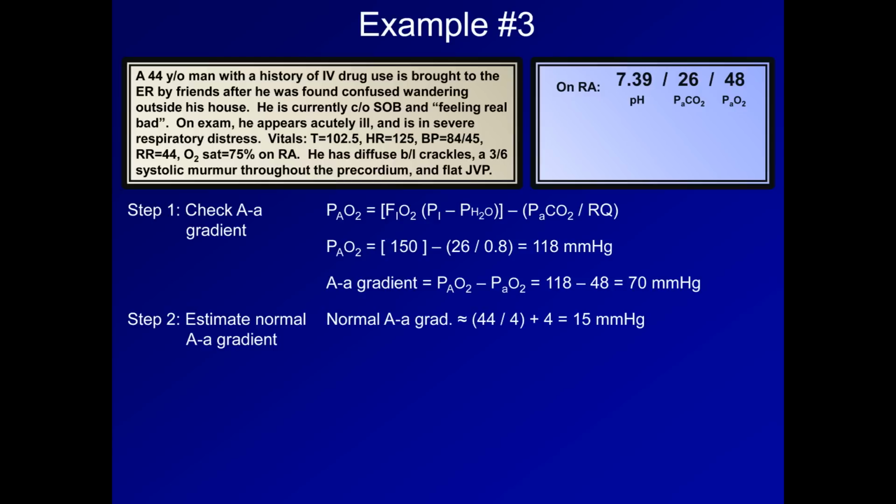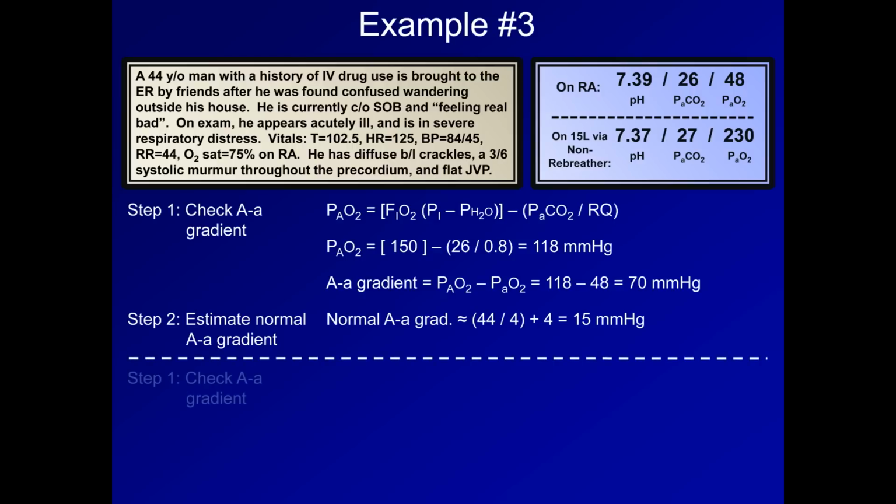Now suppose the patient is put on 15 liters of oxygen via a non-rebreather mask, and the ABG is repeated to reveal this. How do things change? Step 1, check the AA gradient. Since estimates of maximum FiO2 via non-rebreather range from 0.8 to 0.9, let's just take the average and say about 0.85, and plug this into the alveolar gas equation. Although this may seem a little arbitrary, these equations provide only estimates anyway.